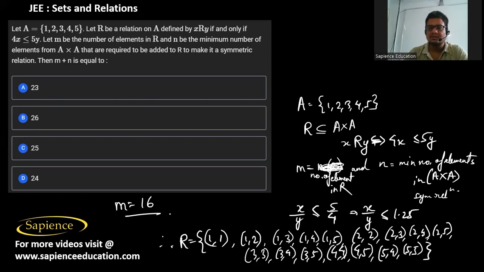2 comma 4 is there, but 4 comma 2 is not there. 2 comma 5 is there, but 5 comma 2 is not there. And here also 3 comma 4 is there, but 4 comma 3 is not there. 3 comma 5 is there, but 5 comma 3 is not there.